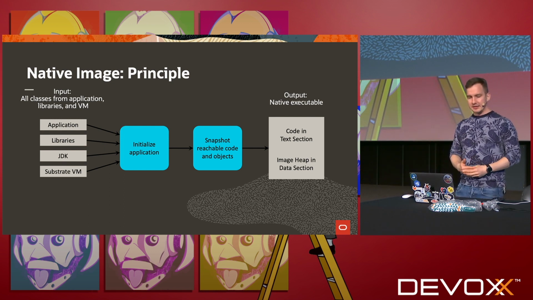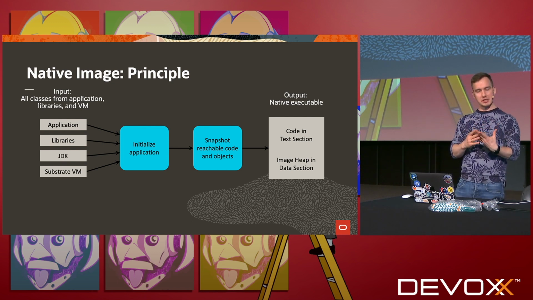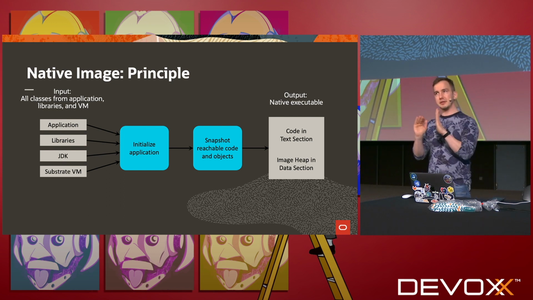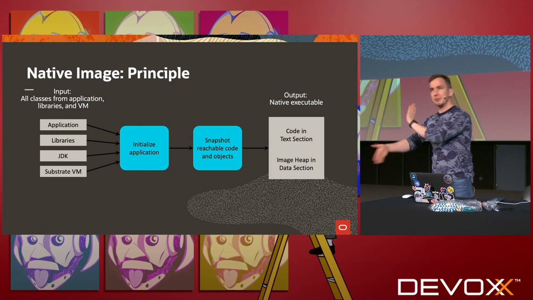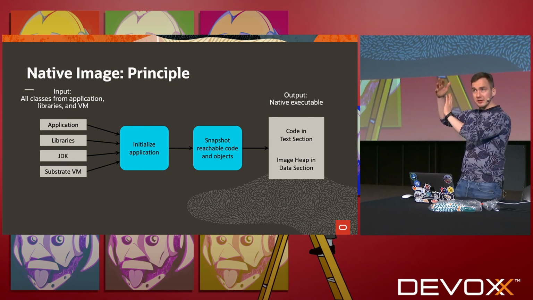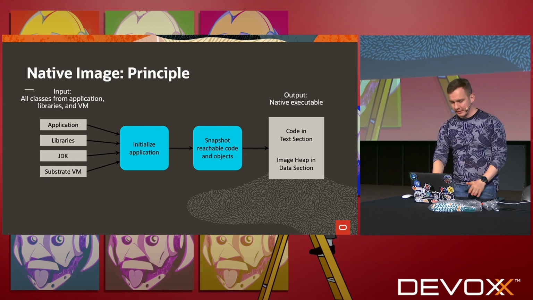So we analyze that, we initialize the application, which means we look at the classes, we initialize the classes, and then we snapshot the initialized heap and write the data and the compiled code into the final image. We wrap that into the linked ELF format binary for the operating system to know how to execute this, and voila, it's done.